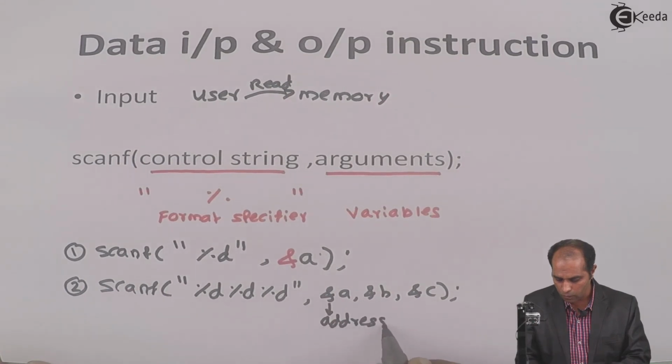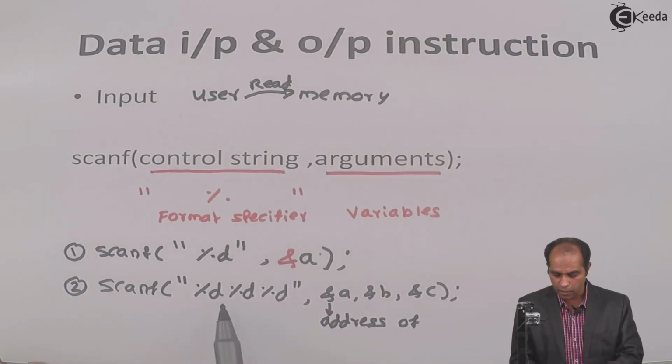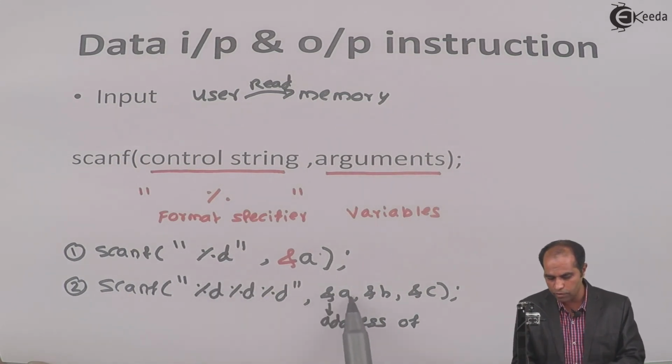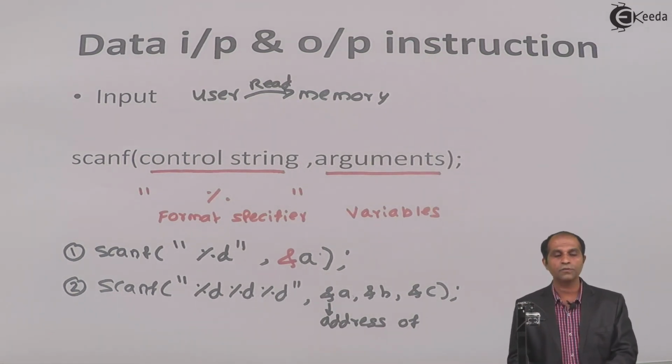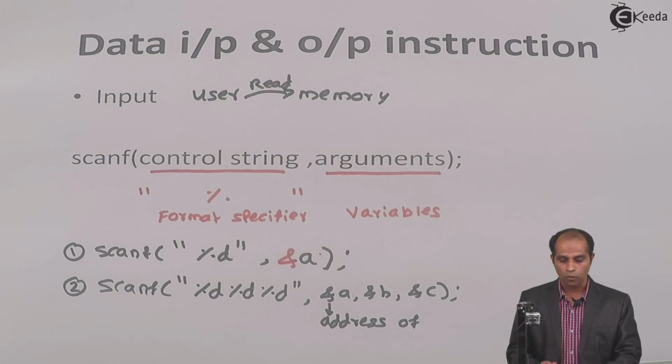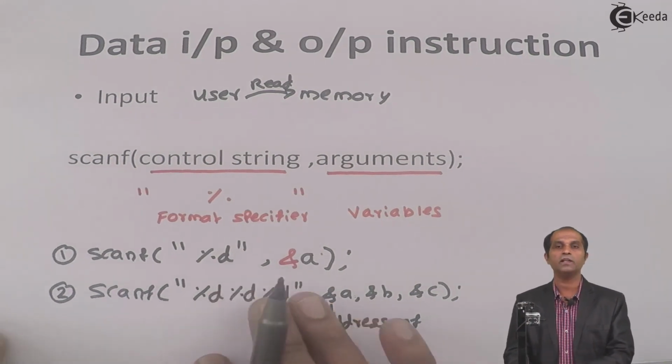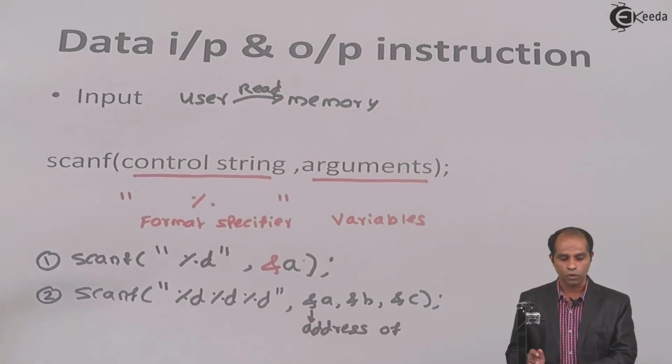So scanf says that you need to read three values and store the first value at address of A, second value at address of B, third value at address of C. Does it mean that scanf is limited to only integer values? By the virtue of this example, you will feel that it is only integer values. No. You can have character values, you can have float values, you can have long values, you can have double values. You name a value and we have a format specifier for this.